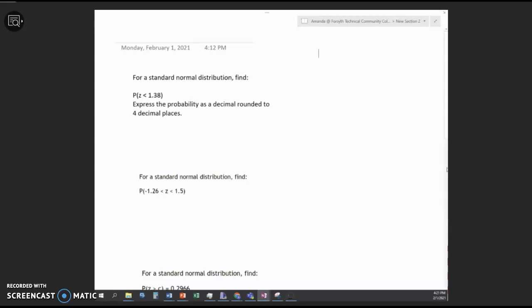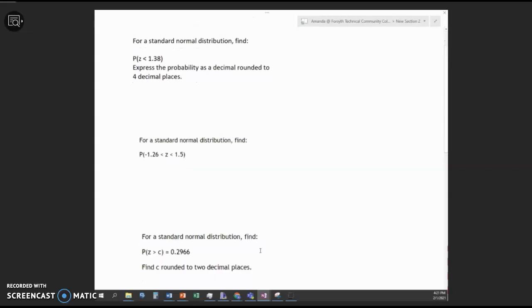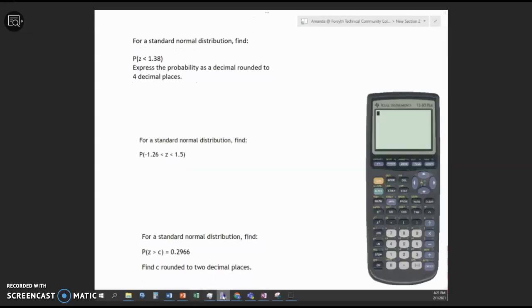Hopefully my tablet pen will cooperate with me today as we look through some of these examples. And so I have my calculator here.